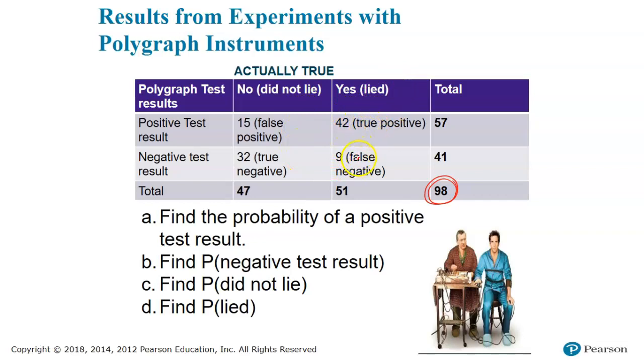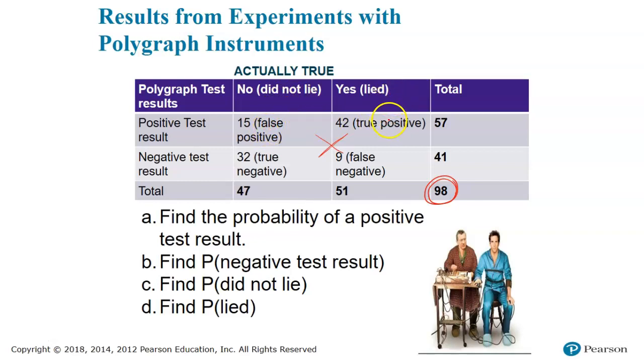One thing to keep in mind is that your false positives and false negatives are always going to be on a diagonal, and your true positives and true negatives are going to be on a diagonal. You're never going to have two falses that line up in a straight line or two trues that line up in a straight line when you're setting these up. So a false positive is when you get a positive test result, but the person actually did not lie. So that's considered to be a false positive.